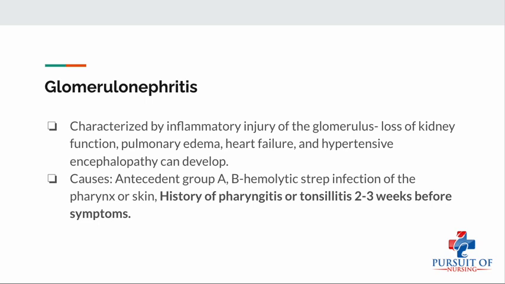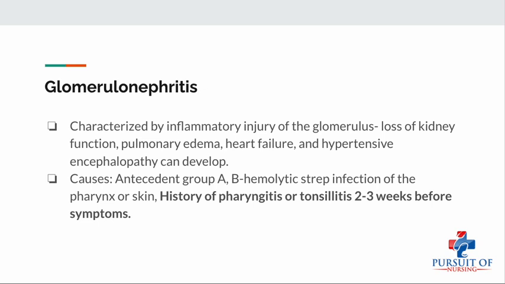It can be caused by B-hemolytic strep infection in the pharynx or skin. You're going to see a history of pharyngitis or tonsillitis 2 to 3 weeks before the onset of symptoms. So acute glomerulonephritis will occur 2 to 3 weeks, usually after a strep infection, versus chronic glomerulonephritis, which may occur after the acute phase and then slowly over time.